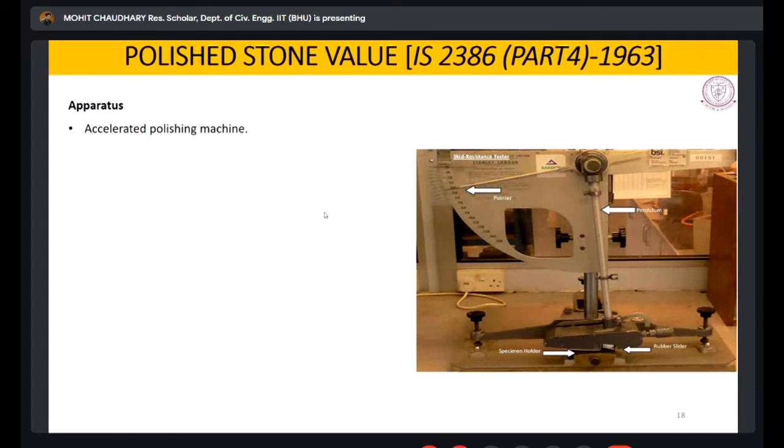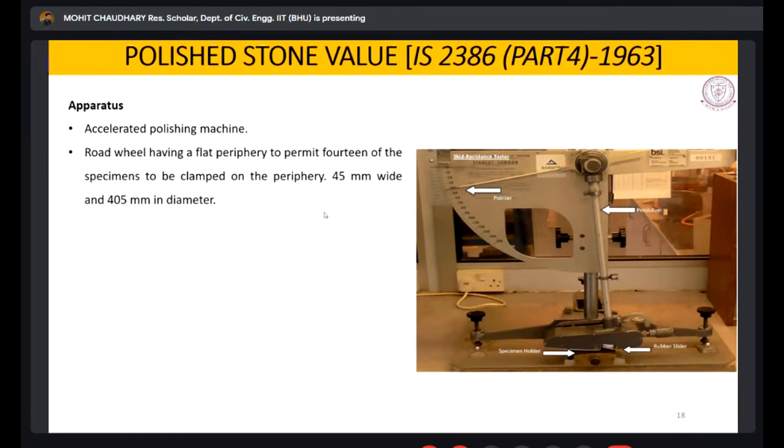What we need for this is an accelerated polishing machine. We need a road wheel which has a flat periphery. It can accommodate 14 specimens on its periphery. After listening to this, you might be feeling some ambiguity, but since this is not a very common test, I will be explaining it with the help of proper figures. So don't worry about it. The rotation speed of the wheel would be 320 to 325 revolutions per minute.